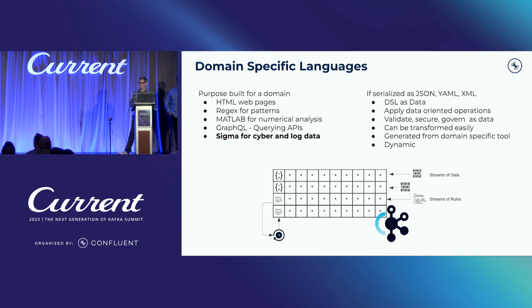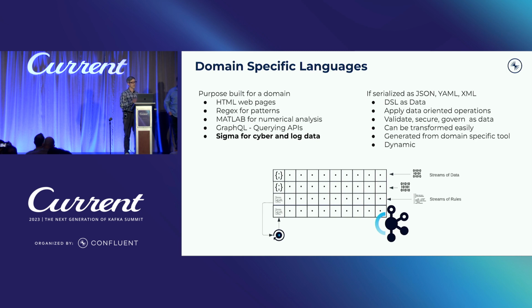SIGMA is the DSL that we're specifically talking about today, and it's an example of a language that's focused specifically on cyber data. So think networking data, log data. Now, one way to help with the issue of rapidly integrating rules with low latency is leveraging a tool that's really good at providing changes with low latency. That's Kafka, right?